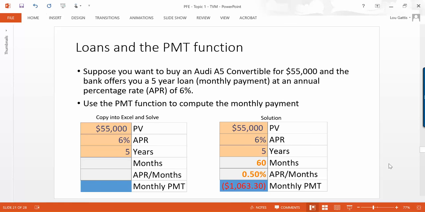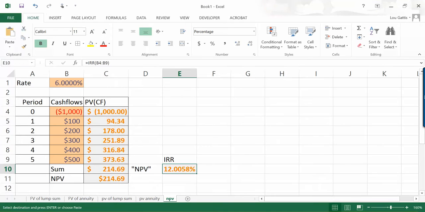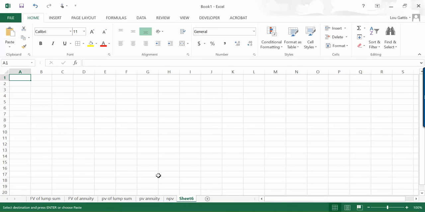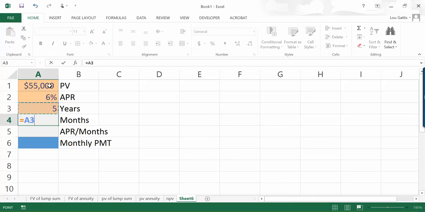So let's talk about a quick problem, how to do loans. What if you want to buy a new Audi A5 convertible? So let's grab some data on this A5 convertible and the loan information. That car is going to cost $55,000 today, you're going to be charged 6% annual percentage rate. So most loans are quoted at APR, annual percentage rate, but it's going to be calculated monthly. So this loan is going to be 5 years. That is actually 60 months.